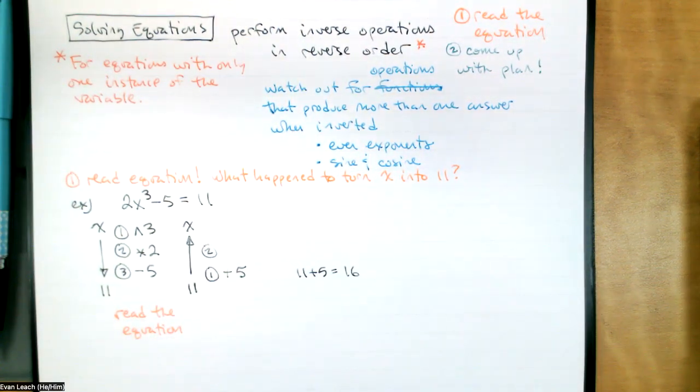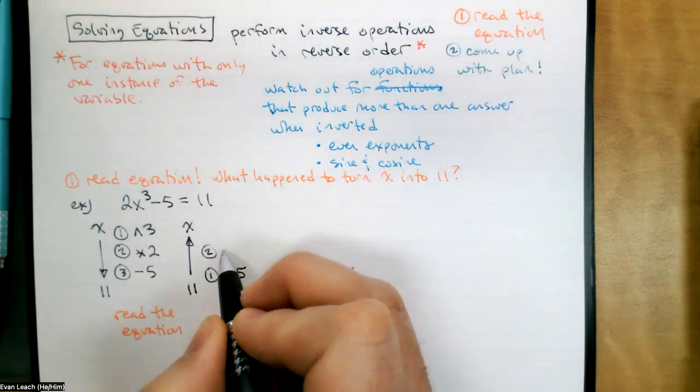Right before we subtracted 5, we multiplied by 2. So now I've got to undo that operation. So the next thing up is we divide by 2.